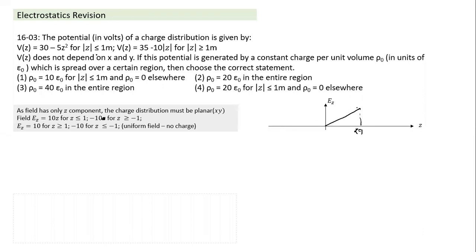Let's look at this beyond that point. So what is Vz for z greater than 1? Vz for z greater than 1 is equal to 35 minus 10z. So this gives you Ez is equal to 10. So from here onwards, it is constant. So this itself tells you something.